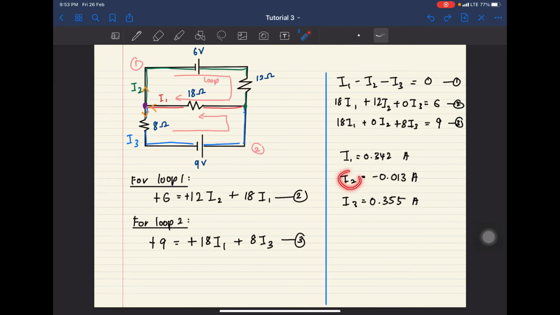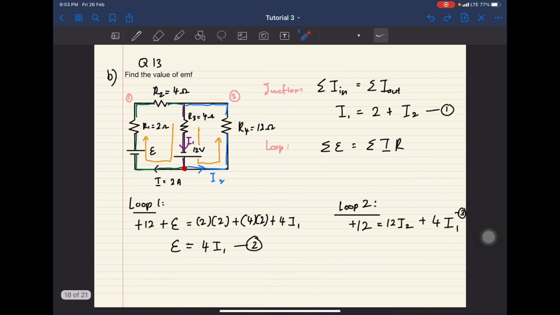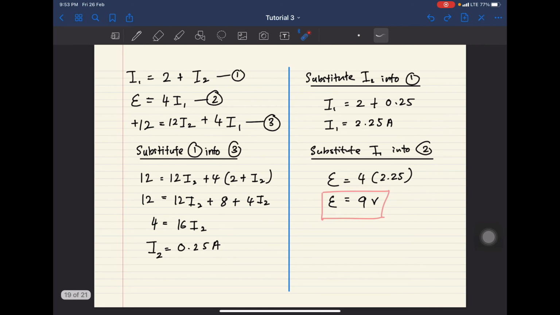For example this I2, you initially assume it is moving in this direction, but since this one is negative, it is actually moving in that direction. But you don't need to mention it if they don't ask. Okay, you just leave it like this, leave the answer like that, but list it down. This one I didn't list down because the question directly asks for the EMF. Okay, thank you. That's all for this video.